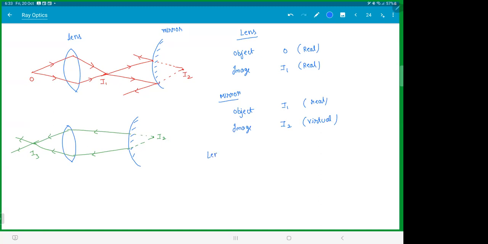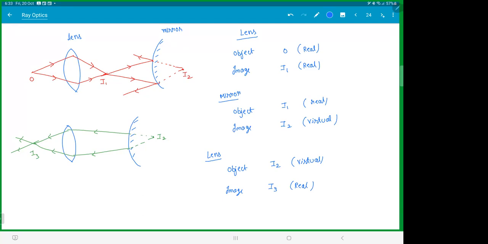Now, again, when the light rays go back, they are again going through the lens. If you ask the lens again, who is your object? The lens will say, I2 is my object, which is virtual, because actually there is no object there. It appears light rays are coming from there. And who is my image? I3, which is real. So this whole concept of who is the object and who is the image depends on whom you are observing from.